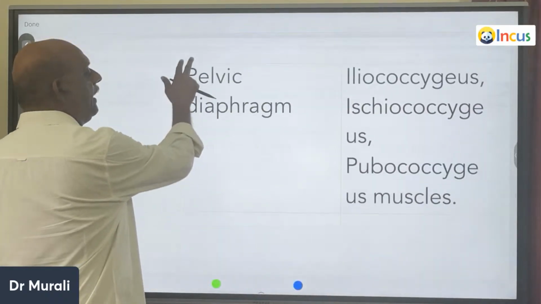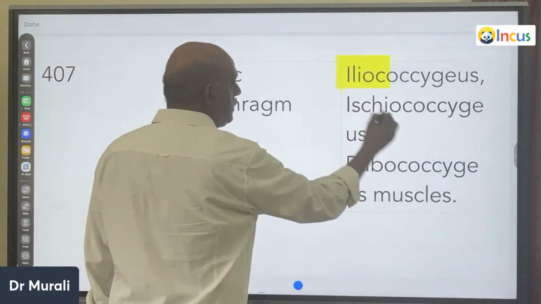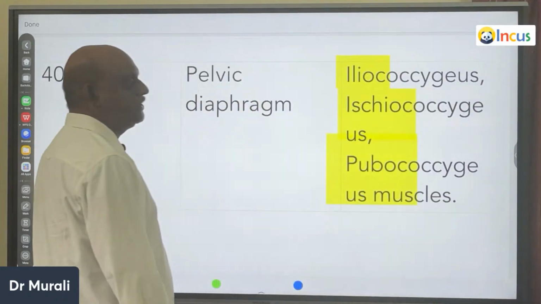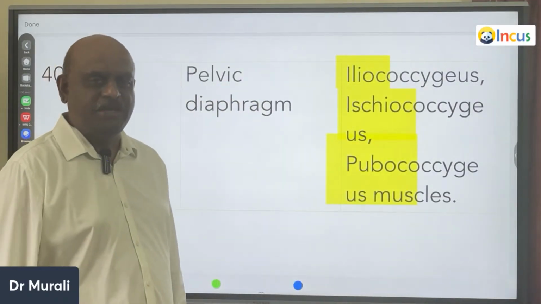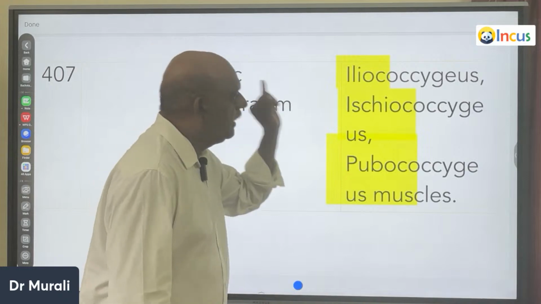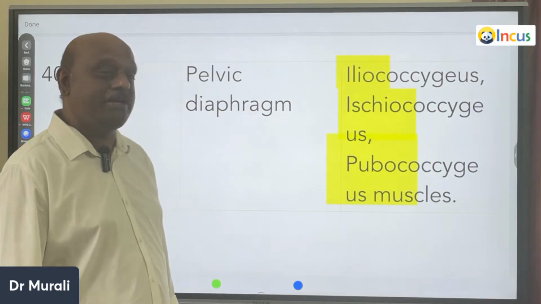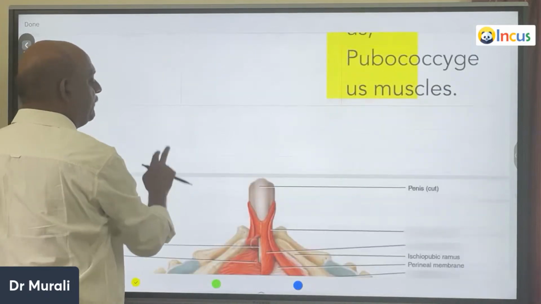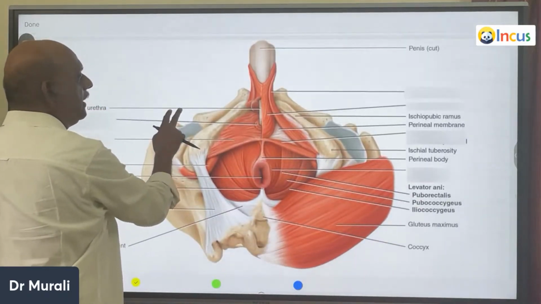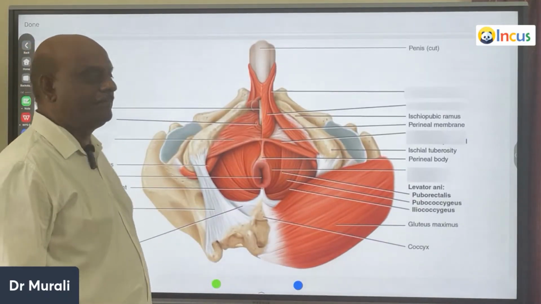So the pelvic diaphragm has iliococcygeus, ischiococcygeus, pubococcygeus, everything is coccygeus. It's a hot dog. Iliococcygeus, ischiococcygeus, and pubococcygeus constitute the pelvic diaphragm. Now let us look at the things in action.